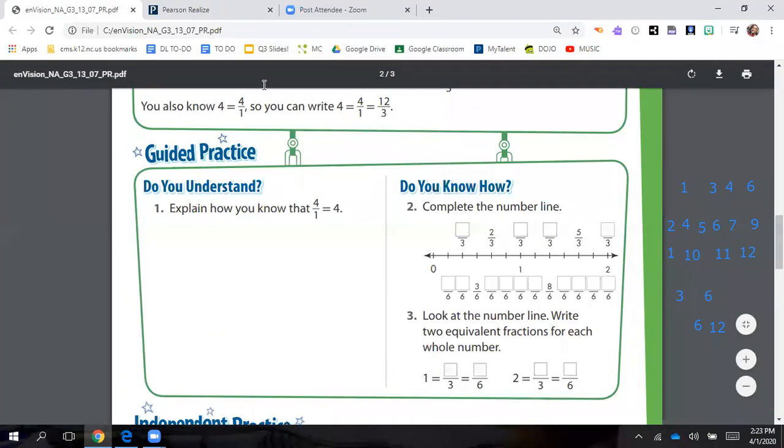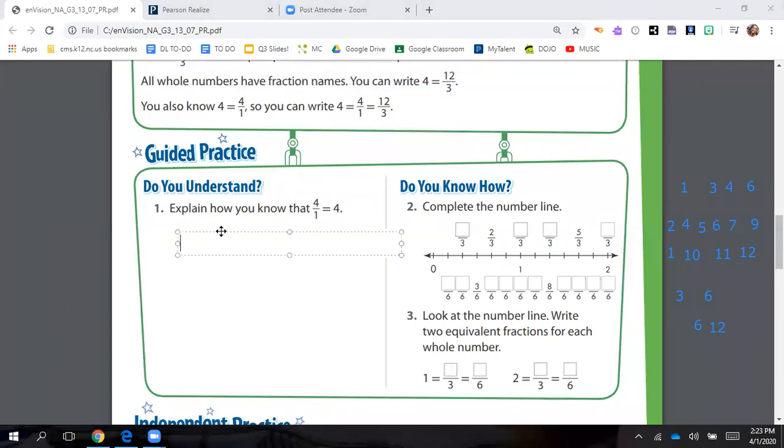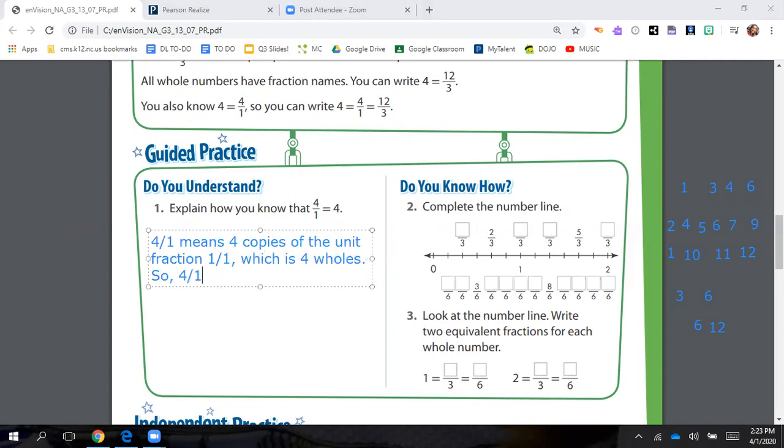So one way that I can do this is I know that 4/1 means that I have 4 copies of the unit fraction 1/1, which is 4 wholes. So I know that 4/1 is another name for 4. 4/1 and 4 are at the same point on the number line.